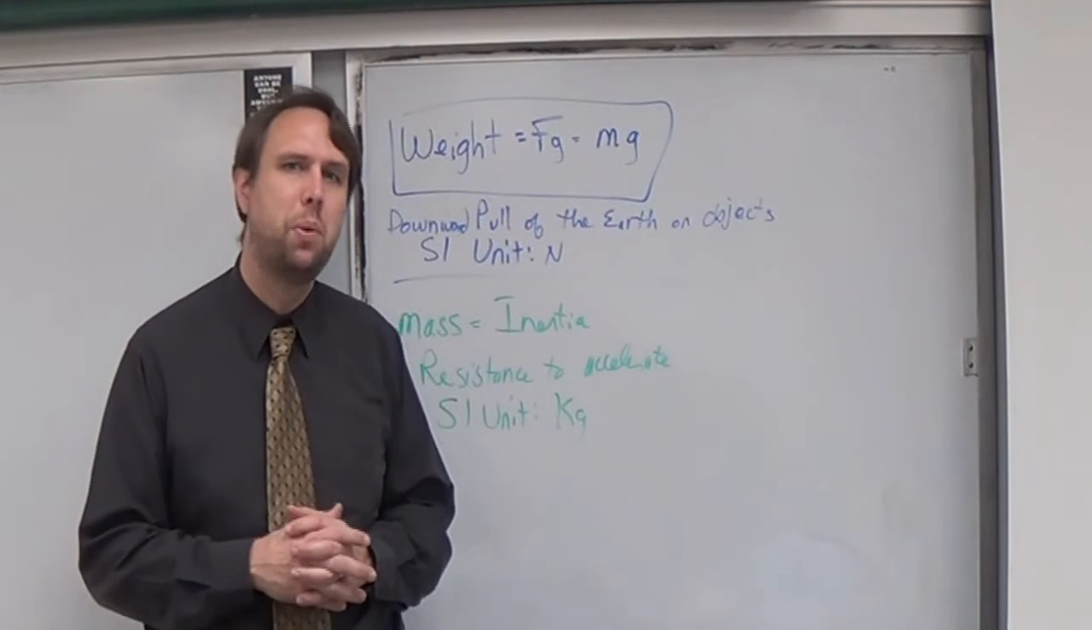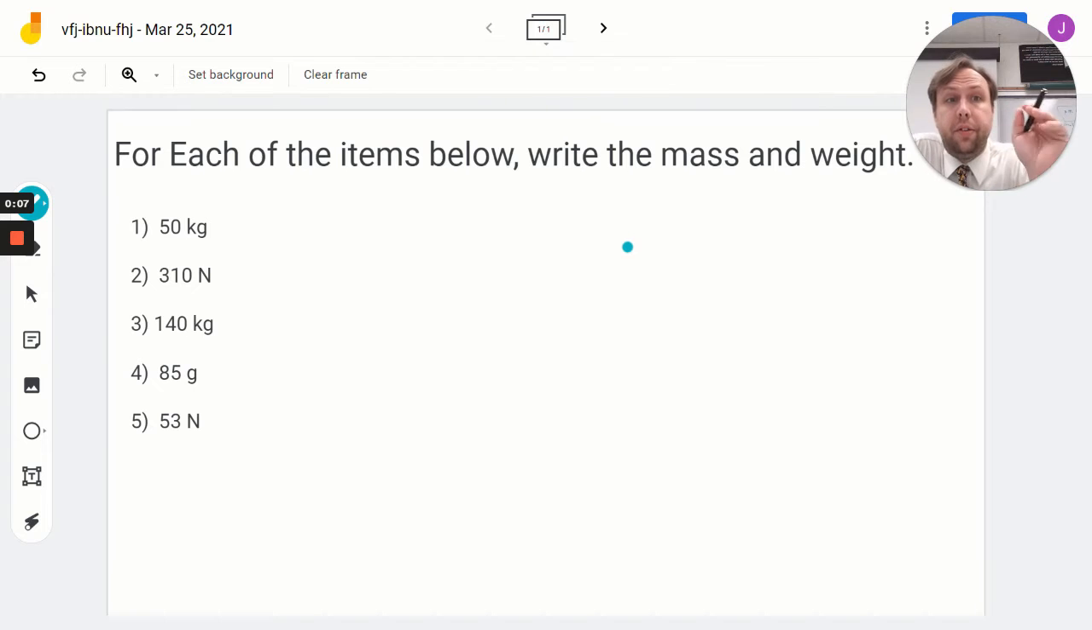Okay. Now it is time for you guys to go ahead and try some of these. You'll see listed on the screen here 5 different numbers. And what I want you to do is to go ahead and take those and list for each one the mass and the weight. So for each one of those items there, list the mass and the weight. And probably the easiest way to organize this is just to make a chart.